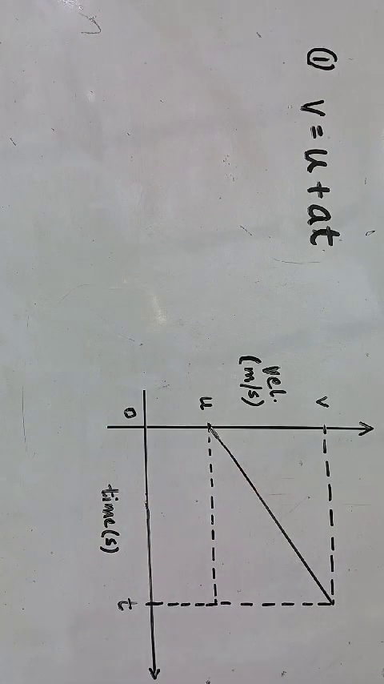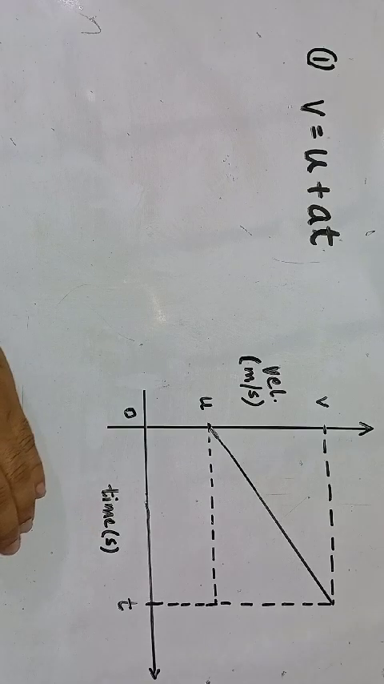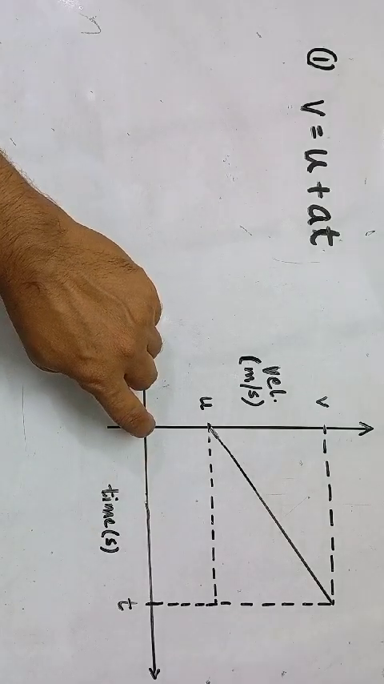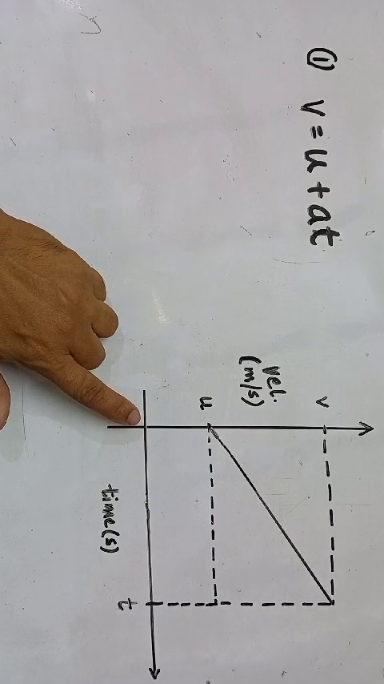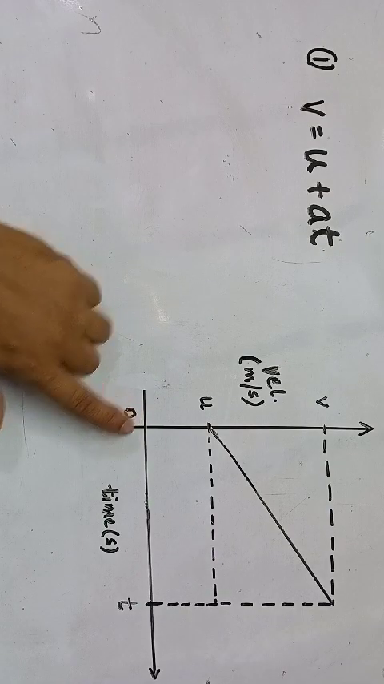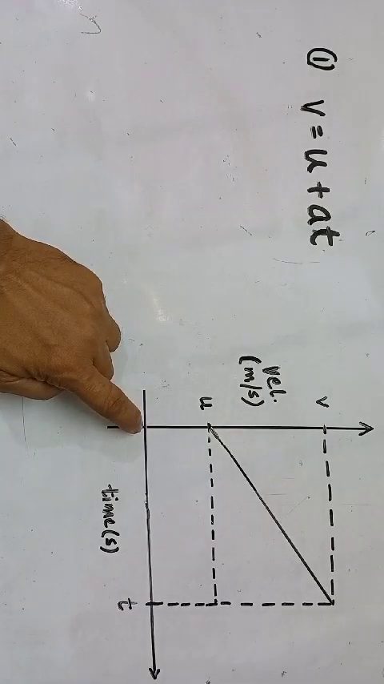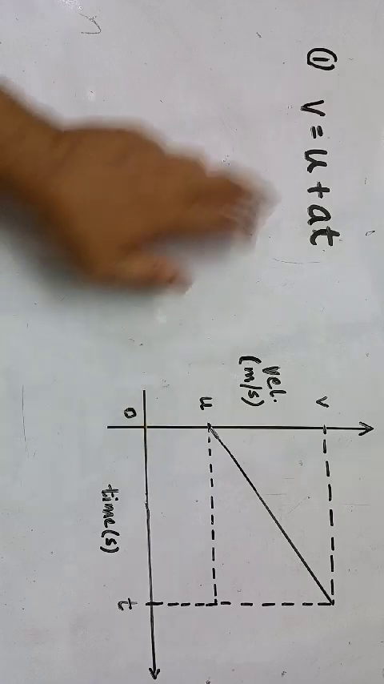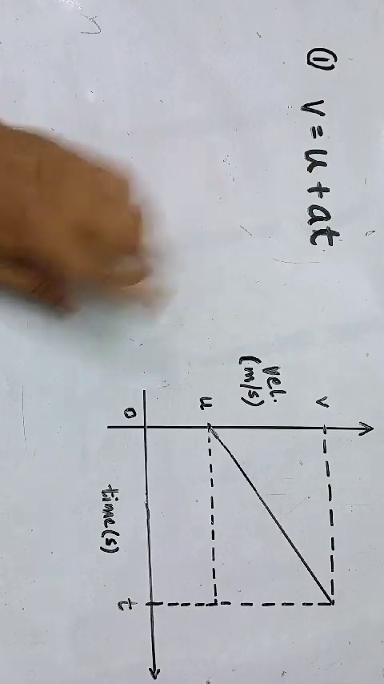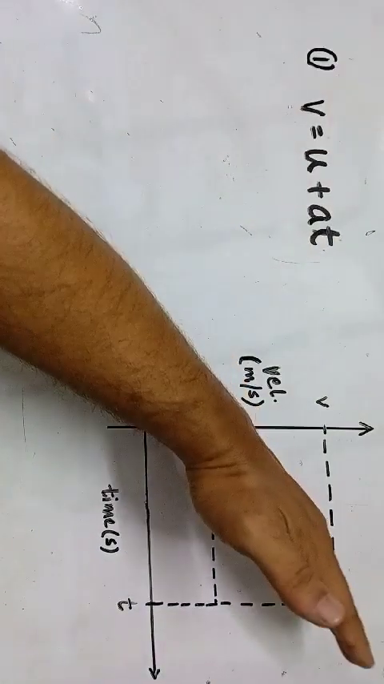You should not get nervous by looking at the graph. This is a very simple graph drawn between velocity and time. If you start from here, which is my origin, this origin always means that time is 0 and the velocity is also 0. Had the motion started from this point, I could have taken u as 0. But we can all see that the initial point of this graph is different.